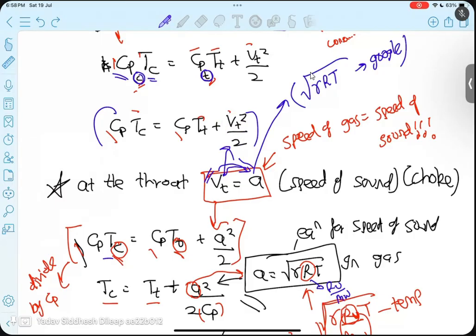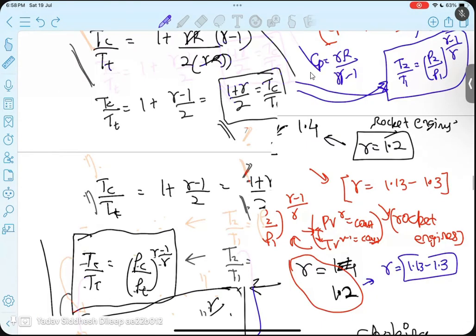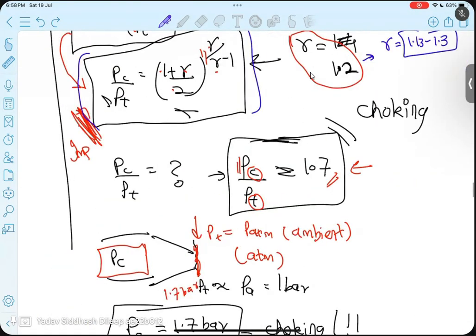And if you take Vt less than A, then your Pc by Pt will be less than this value. That is why we derive this, for getting the minimum pressure ratio at which your engine will be choked. For example, if your throat pressure is 1 bar, your chamber pressure should be at least 1.7 bar so that your rocket equations are valid. Otherwise, your equations won't be valid. So this gives you the minimum operating pressure of your engine.